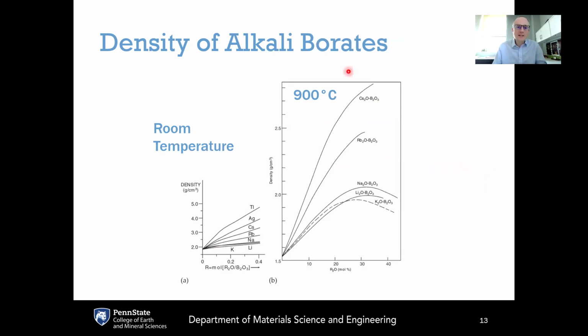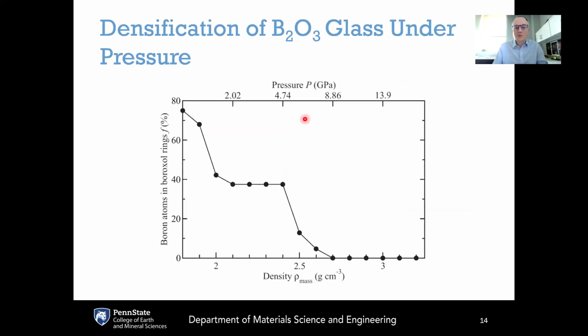When we look at the density of alkali borates, it pretty much follows what you would expect here. This shows the room temperature density. We're adding the smaller modifiers here, lithium, sodium, potassium. This has the smallest increase in density. If you go to the larger ones like rubidium, cesium, silver, that leads to a greater increase of density. We can also do density measurements at higher temperatures. So this would go into the liquid state here at 900 degrees C, where you can see similar types of trends.